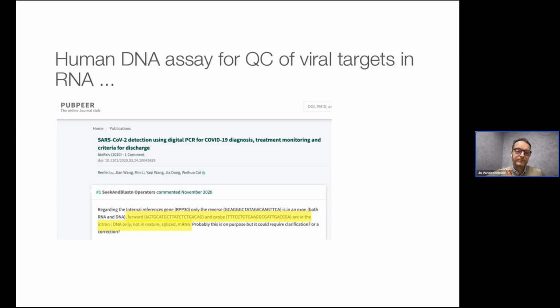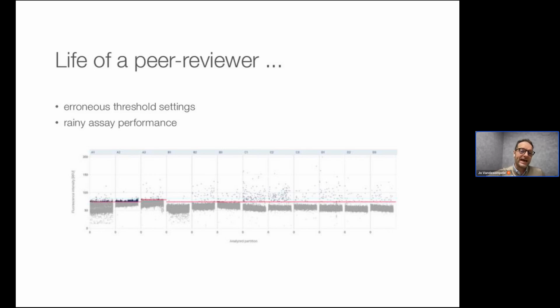Another example is not a published study, but a preprint in which the authors used a human DNA assay to do quality control for RNA in which they quantify viral targets. Here you see the comment of one of the community members on PubPeer that commented on this particular flaw in that study. And finally, an example, I often act as a peer reviewer of manuscripts.